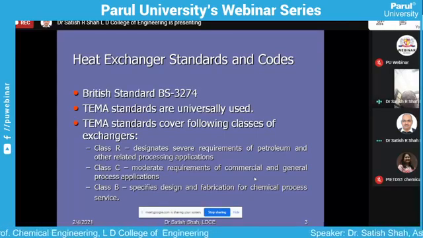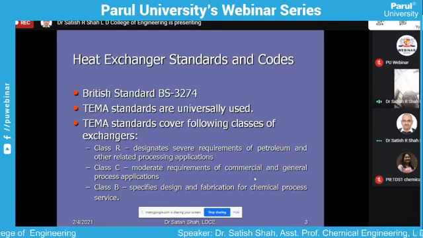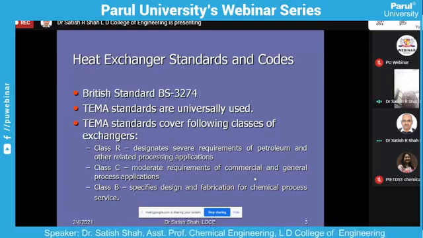But my focus today is to discuss with you only the shell and tube heat exchanger. It may not be possible to cover everything, maybe not even all of the shell and tube heat exchanger. But still, I will try to cover the maximum possible of its process design. Initially I will introduce what a shell and tube heat exchanger is, and then we'll discuss the process design part.